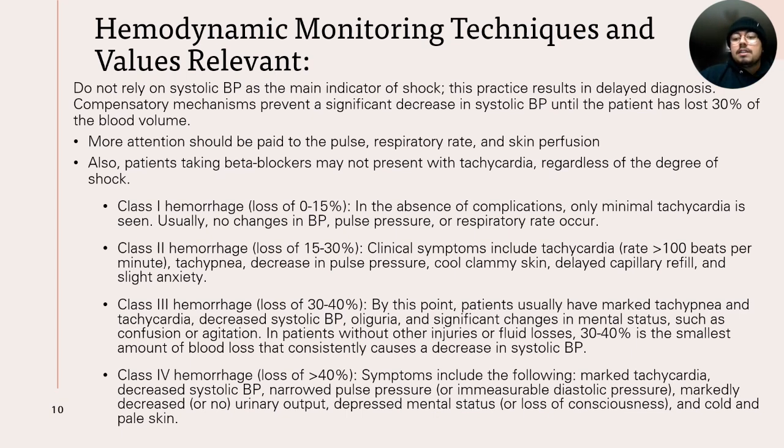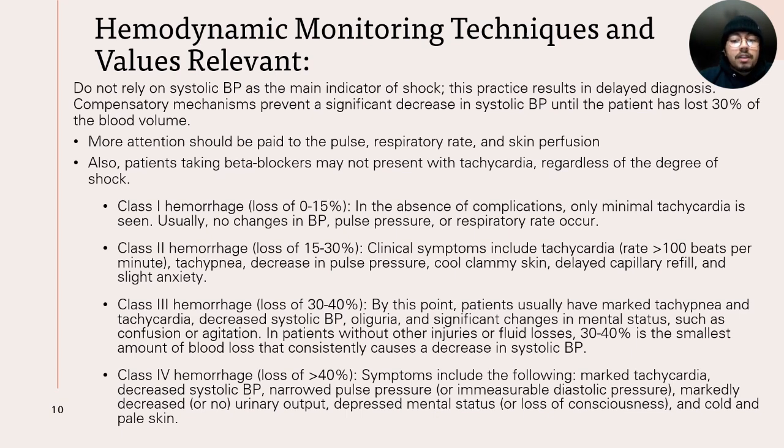With tachycardia, just greater than 100 beats per minute, decreases in pulse pressure, cool clammy skin, delayed capillary refill, and slight anxiety. So you have increased respiratory rate. Class 3 hemorrhage is a loss of 30 to 40%. By this point, patients will usually have marked tachypnea and tachycardia, a decrease in systolic blood pressure, oliguria, and significant changes in mental status. So they start acting confused, not necessarily understanding where they're at.